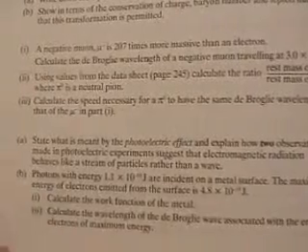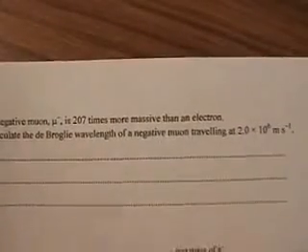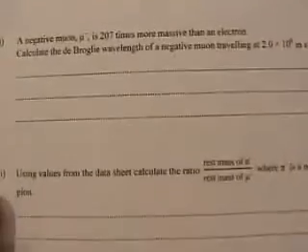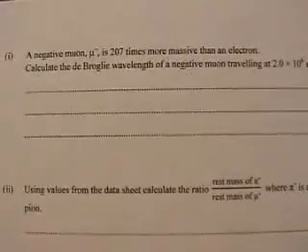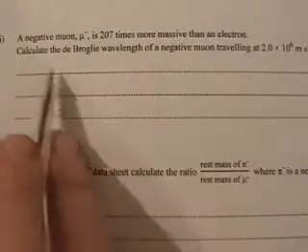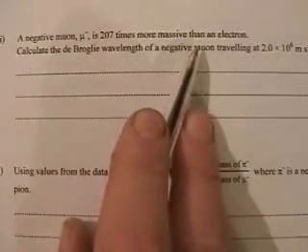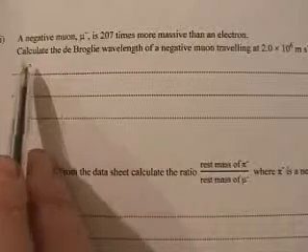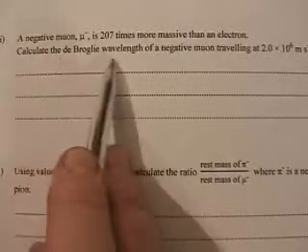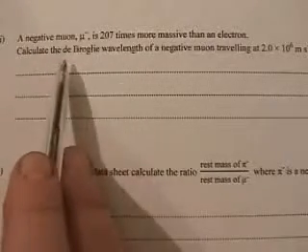When I go through my version of question 4, the method is the same that you're going to use, but the answers I'm going to get will be different. And a couple of bits of the question are a bit different as well. I haven't changed where it says a negative muon is 207 times more massive than an electron, because that's a fact, can't change. It says calculate the de Broglie wavelength, which actually says the de Broglie, doesn't it, but we pronounce it de Broglie.